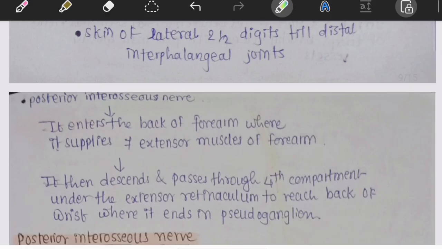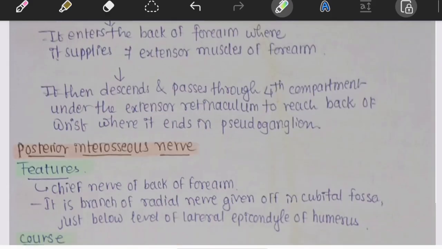Then the posterior interosseous nerve enters the back of the forearm, where it supplies 7 extensor muscles of the forearm. It then descends and passes through the fourth compartment under the extensor retinaculum to reach the back of the wrist, where it enters the pseudoganglion.